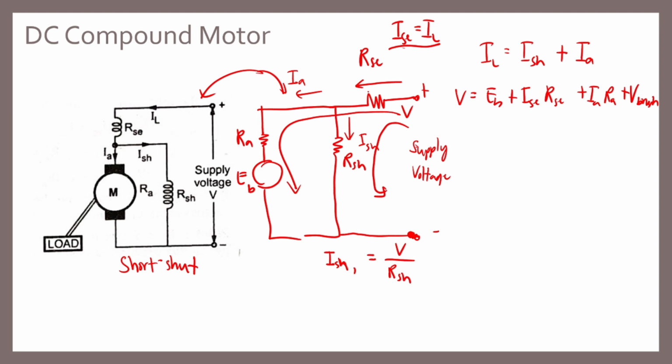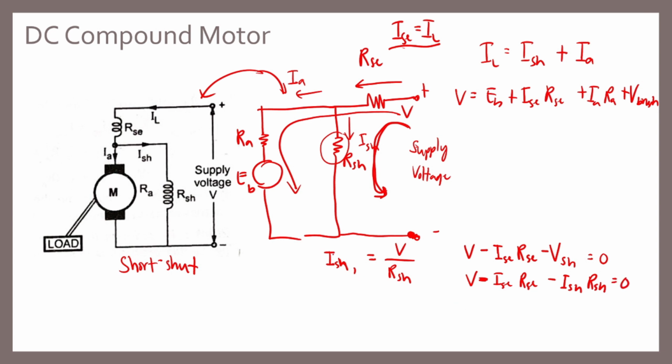So if we loop, or we sum up all the voltages across this loop, we start with V minus ISE RSE, minus the voltage across the shunt, which is equal to 0. Or the supply voltage V minus ISE RSE. So the voltage across the shunt is ISH RSH, which is equal to 0.